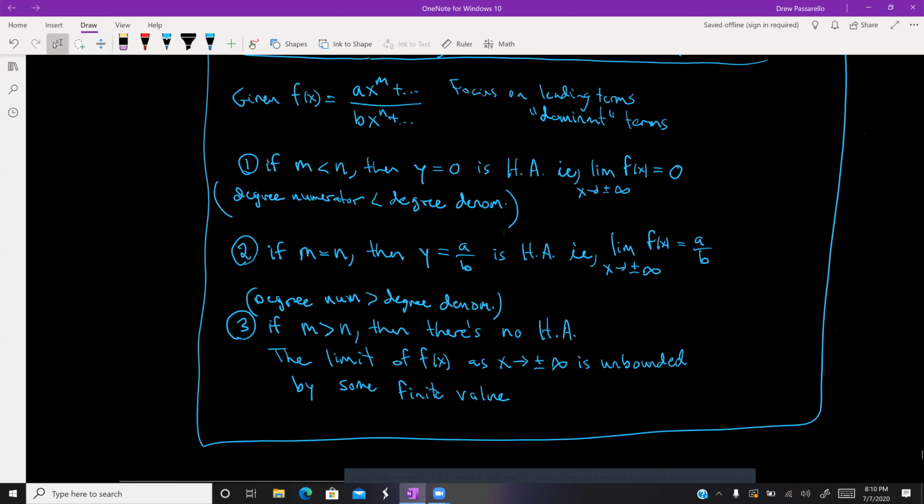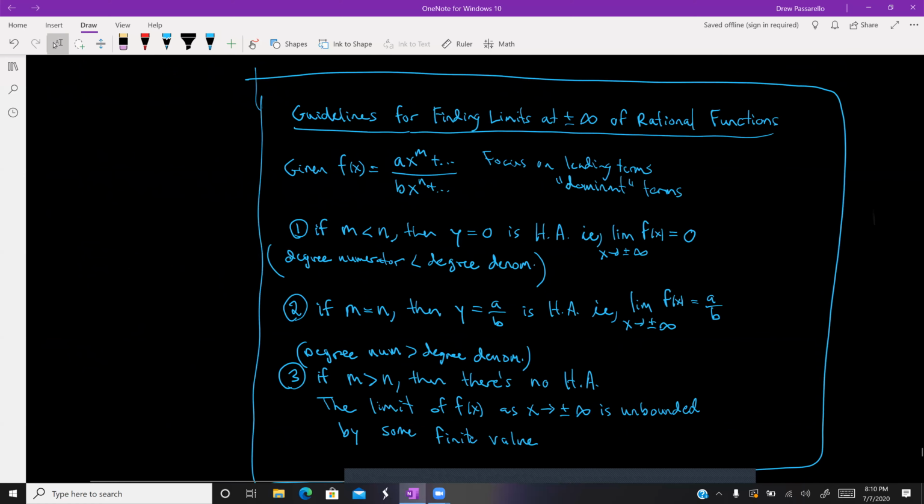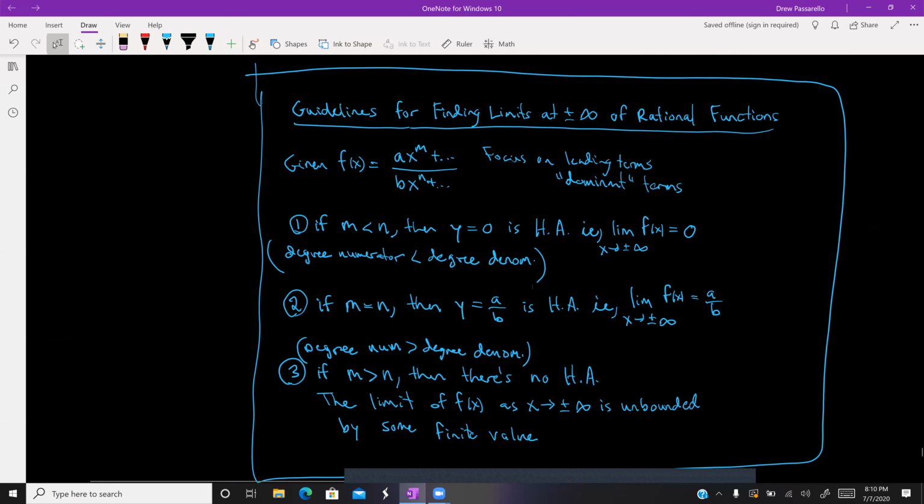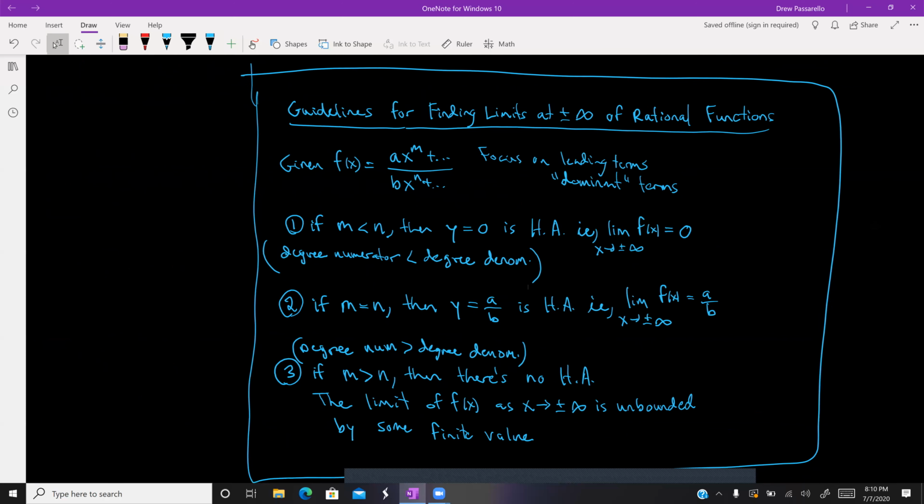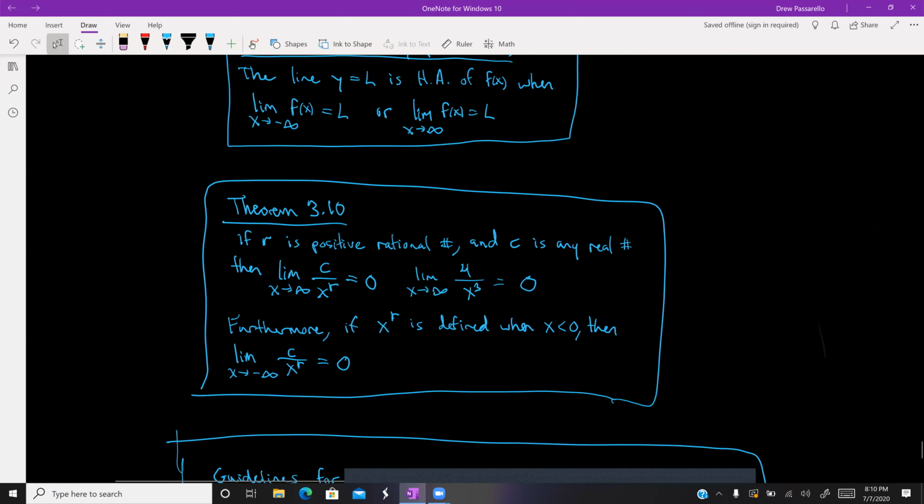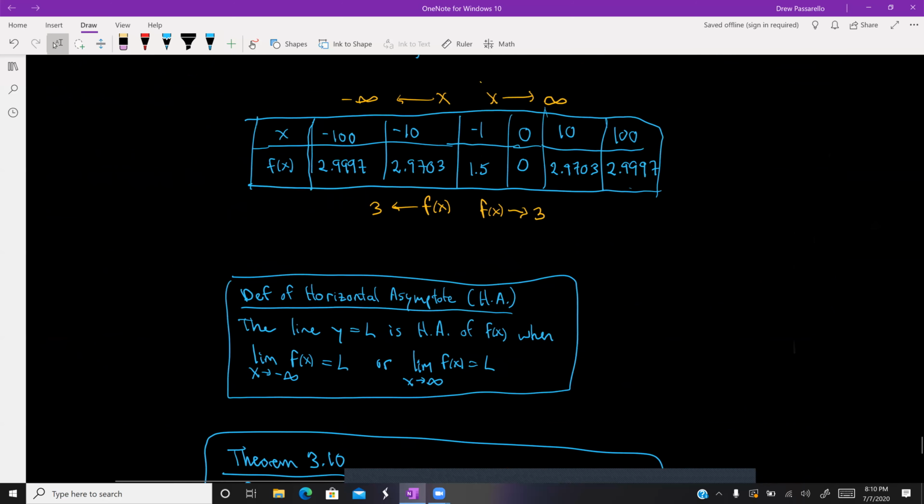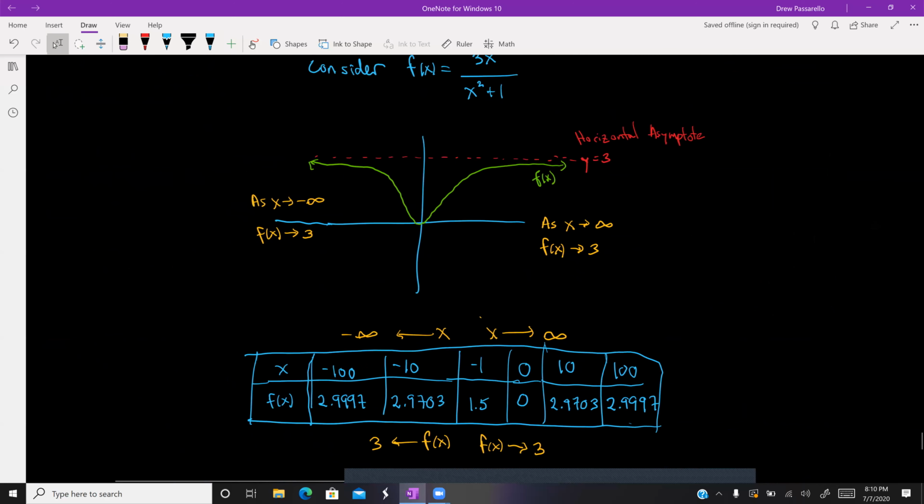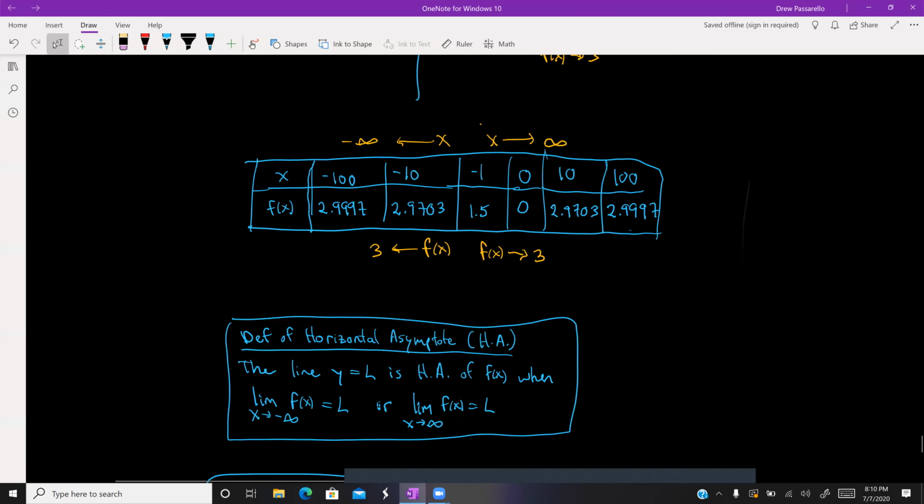All right, these guidelines are going to be crucial, because I will be using them in the examples in the next video. And that's pretty much all of the concepts. A lot of this is review from algebra. It's just making sense of horizontal asymptotes in terms of infinite limits.